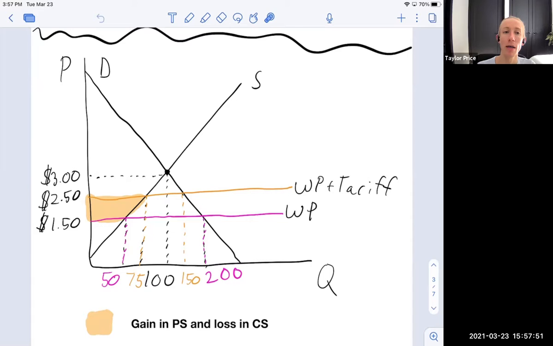Domestic producers prefer tariffs because this chunk right here is a gain in producer surplus and a loss to consumers. This chunk right here is basically saying domestic producers gain from tariffs because it raises the price of the good above the world price, and consumers lose because they're paying more for that good.